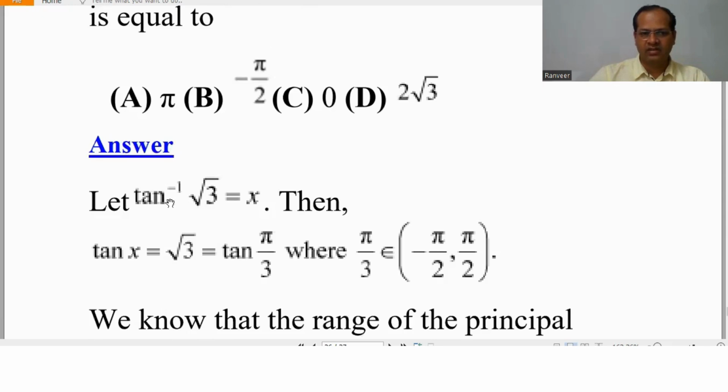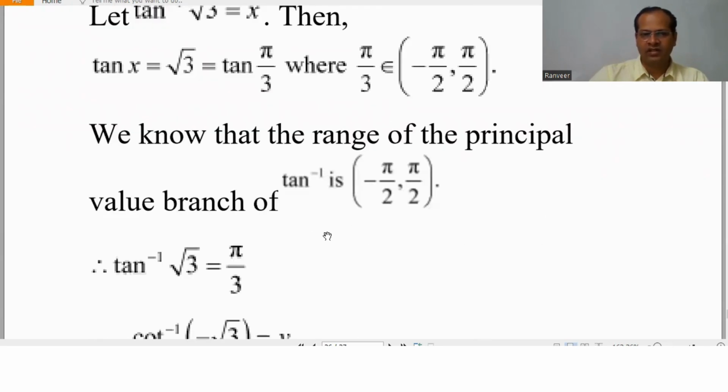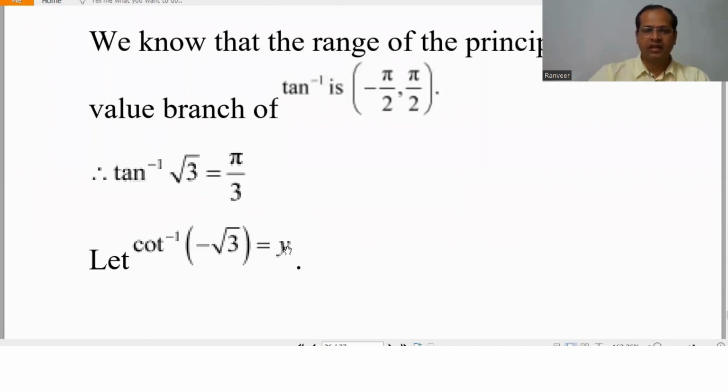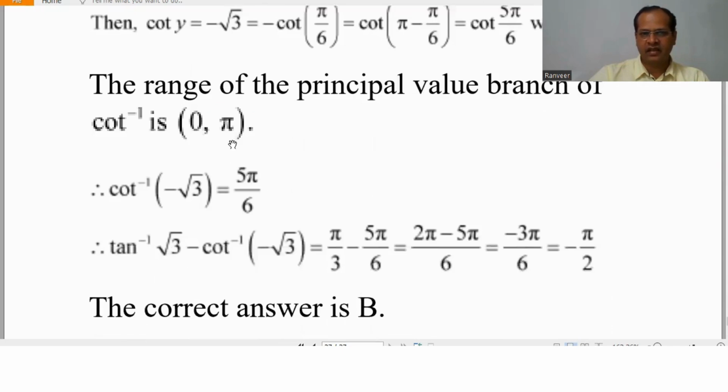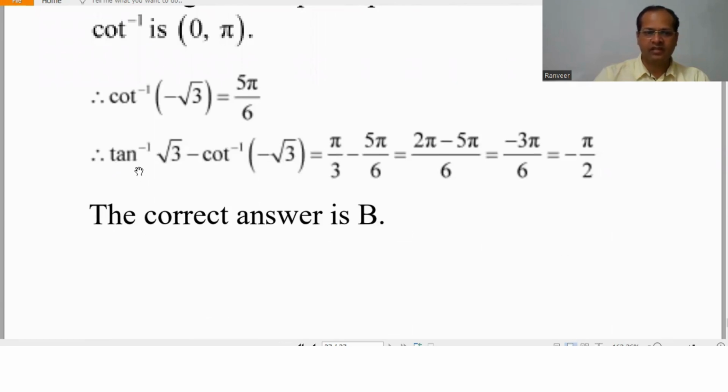Find the value of tan inverse root 3 minus cot inverse minus root 3. Already we discussed this type of problem. So tan inverse root 3 lies between minus pi by 2 to pi by 2. This is a question based completely on principal value. So cot inverse minus root 3 equal to y is nothing but 5 pi by 6, and this is in the range. So tan inverse root 3 minus cot inverse minus root 3, the value is minus pi by 2.